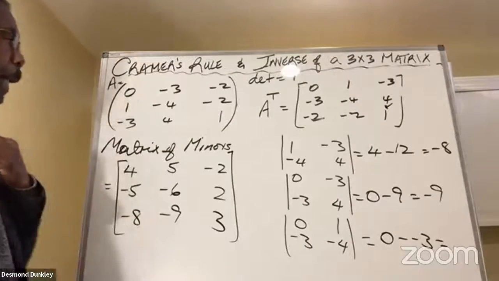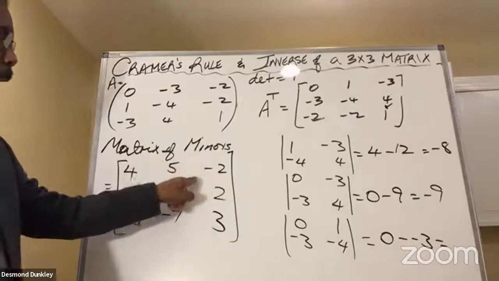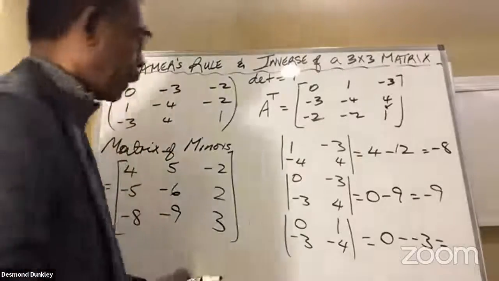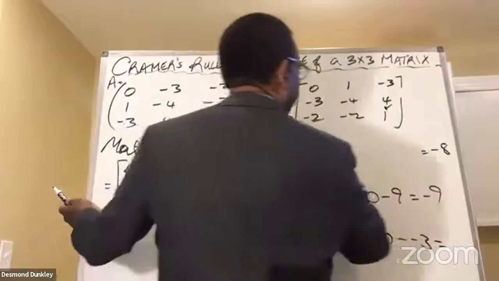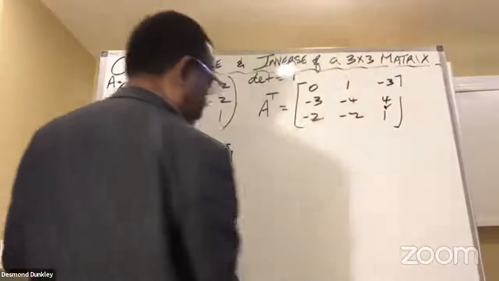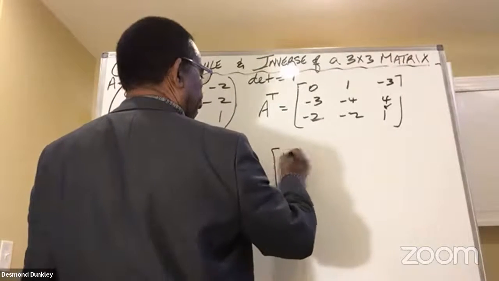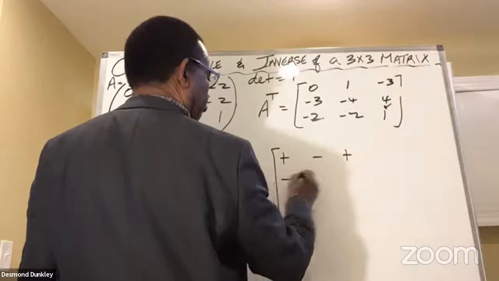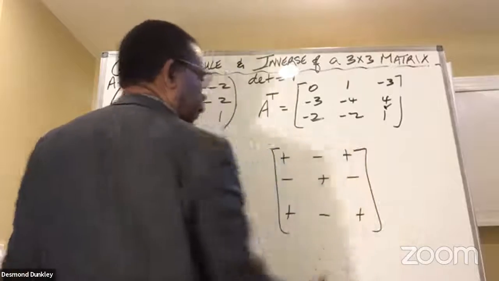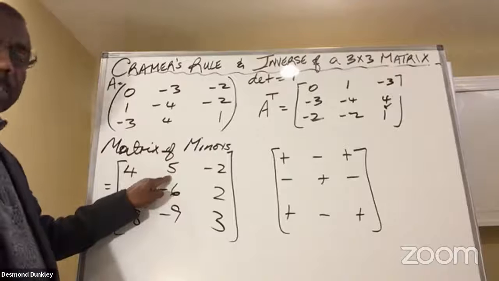So now we're going to multiply. So this is our step number 3. Okay? So now we're going to multiply this by our negative and positive matrix. So this is going to be multiplied by this pattern, plus, minus, plus, minus, plus, minus, plus, minus, plus. What is that going to do? This is going to remain the same. This is going to change sign.